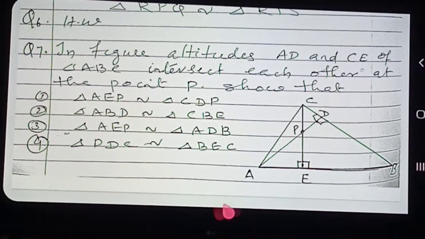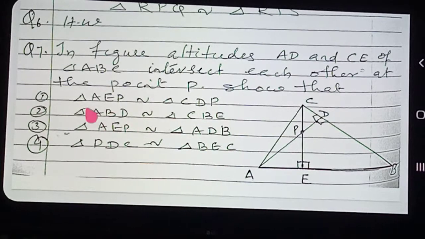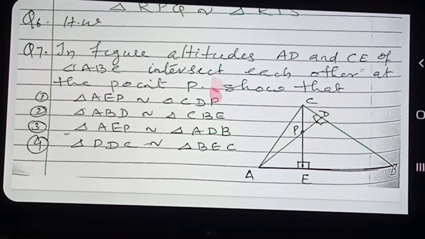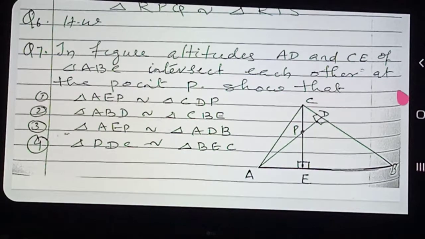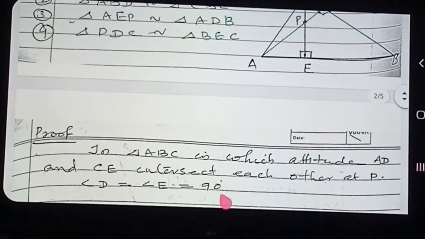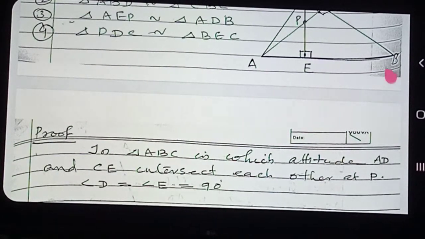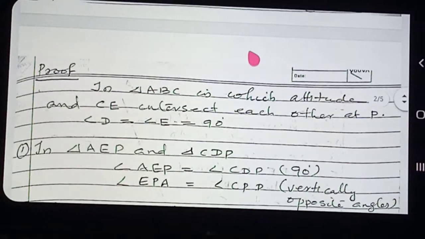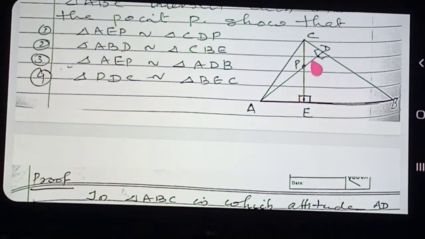So here you want to prove similarity for four different triangles. Very easy to prove, very simple. In all four cases we are only applying the AA corollary. So very easily and systematically you can take it one by one. But with the diagram scrolling you can't see it, that is a problem. On the next page I didn't draw the diagram. But you see this diagram.